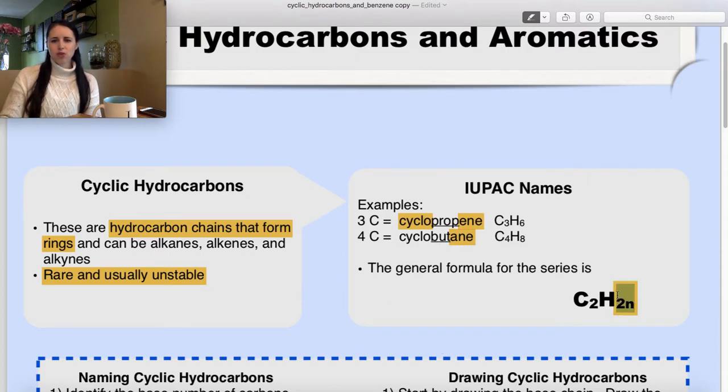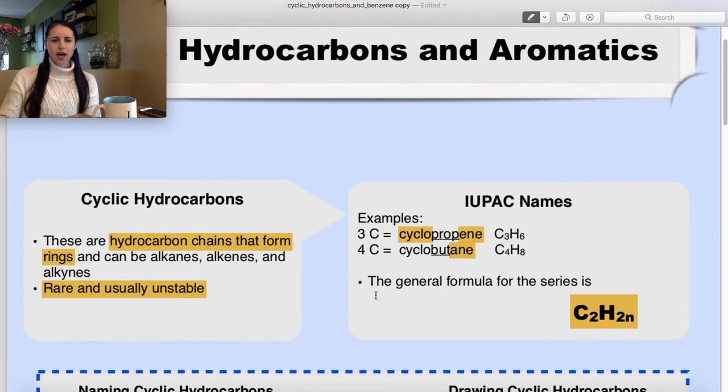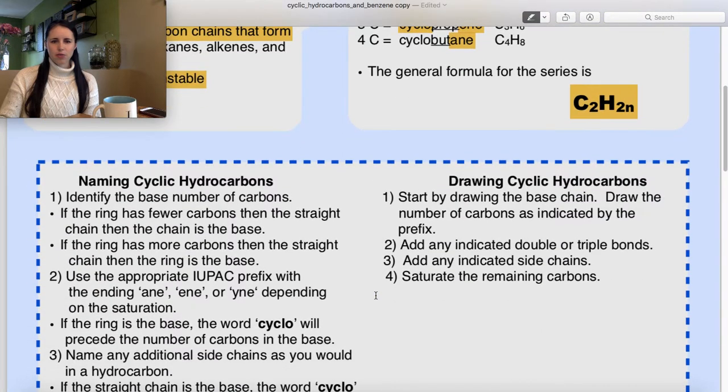The general formula that you see listed a lot of the time is CnH2n, meaning that you have double the number of hydrogens to figure out the empirical formula. Just know that this actually applies to cyclic alkanes, which is what you're going to see most. It doesn't apply to enes and ynes. Let's take a look at naming. Remember, naming is typically harder than drawing.